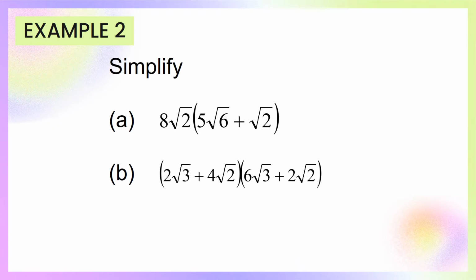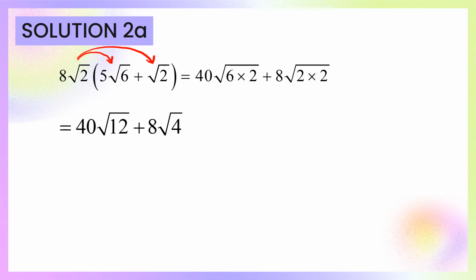Let's look at example 2. Simplify. Question 2a. Simplify 8√2 multiply 5√6 plus √2. So for this question, we need to expand. So first we need to expand 8√2 with 5√6, and then we expand 8√2 with √2.